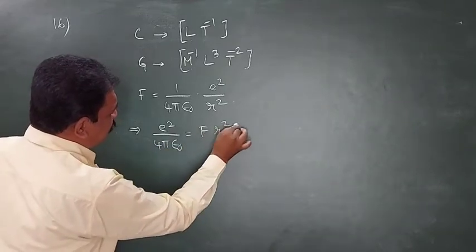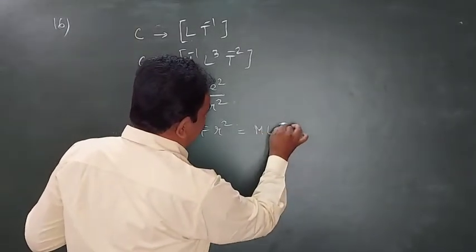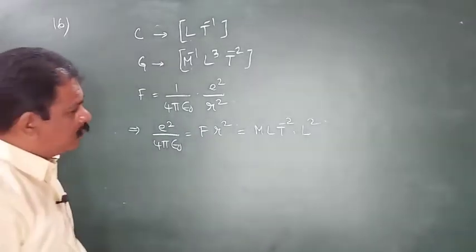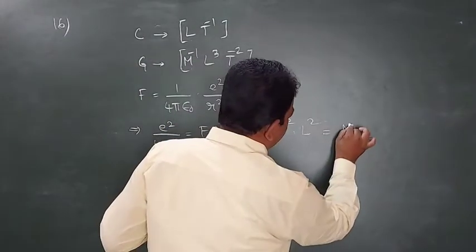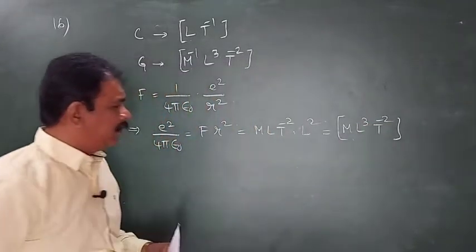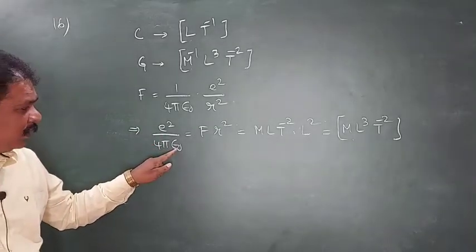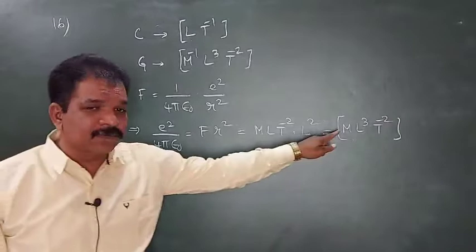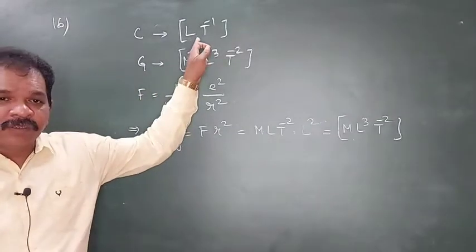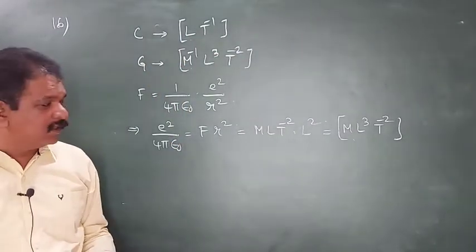F R square. So, F value will be M L T power minus 2. This will be L square. So, we will get this value as M L cube T power minus 2. So, the dimensional formula of E square by 4 pi epsilon naught is this one. G dimensional formula is this one. And velocity of light dimensional formula is this one.